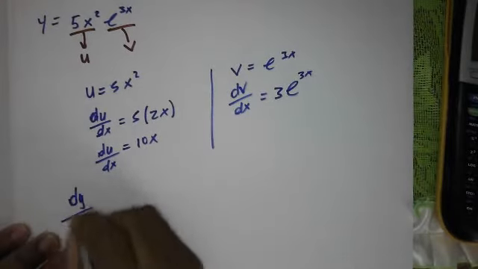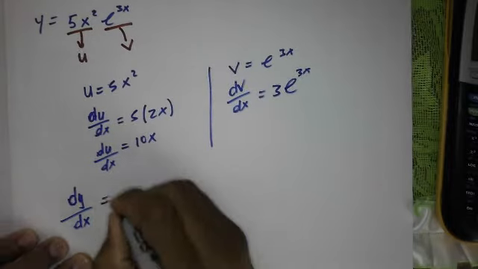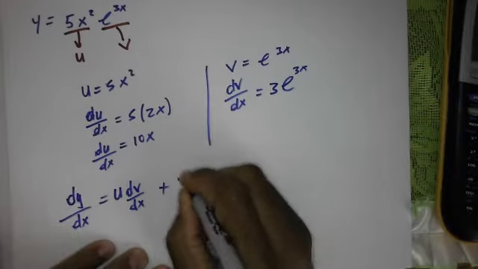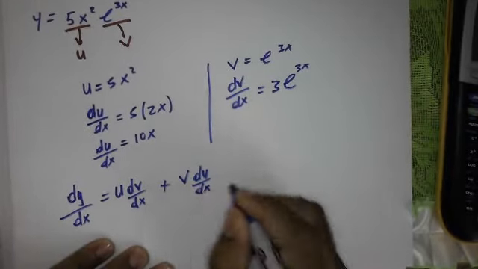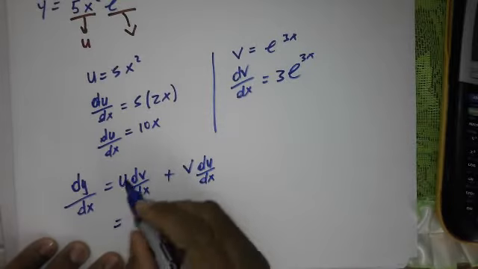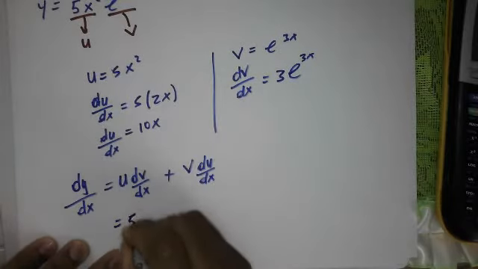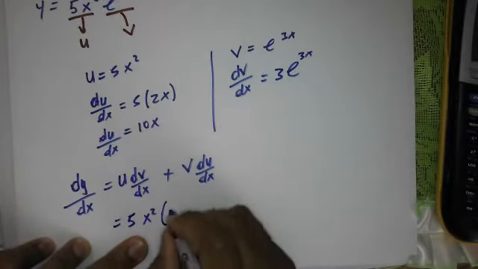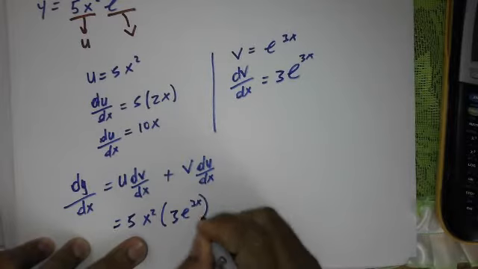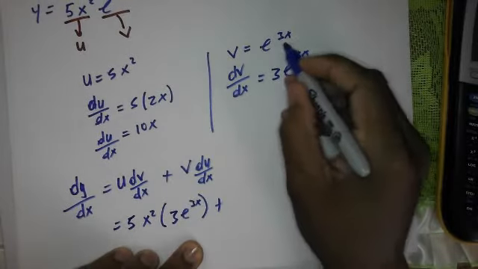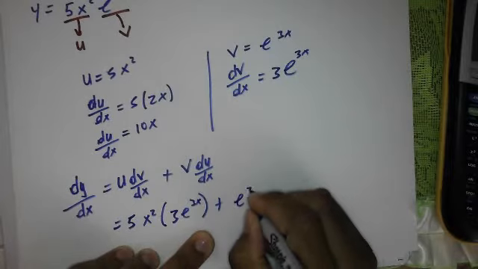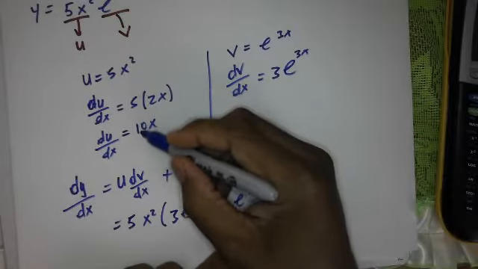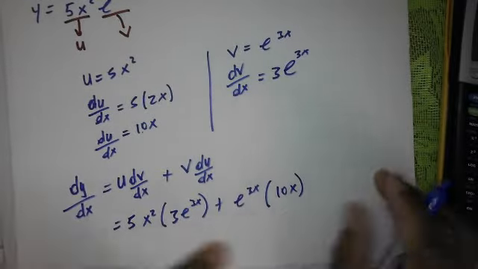Okay, alright. So I'm differentiating this entire thing now. So it is dy by dx equals u dv by dx plus v du by dx. Now u, here is u. So that is 5x squared times dv by dx, here it is. So that is 3e to the 3x plus v, here is v. So that is e to the 3x times du by dx. Here is du by dx. So that is 10x. Okay.